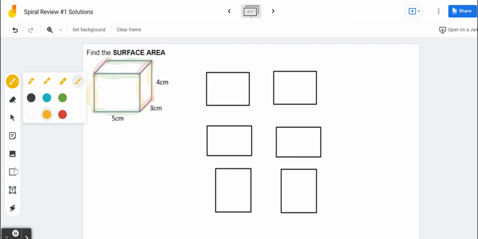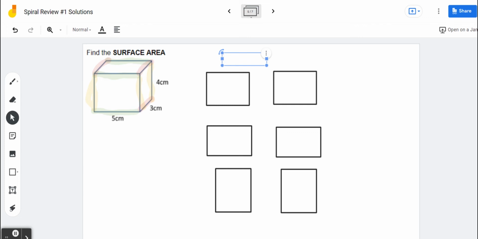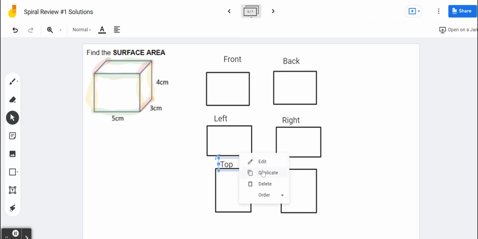So now over here, I'm just going to label them very quickly. Front. This is back. Left side. Right side. Top. Bottom.